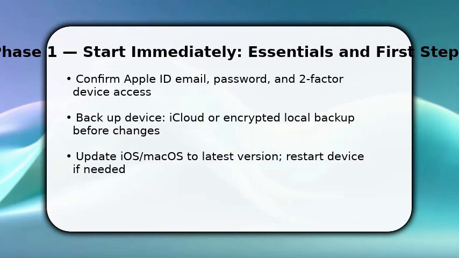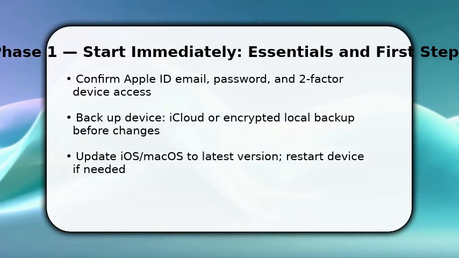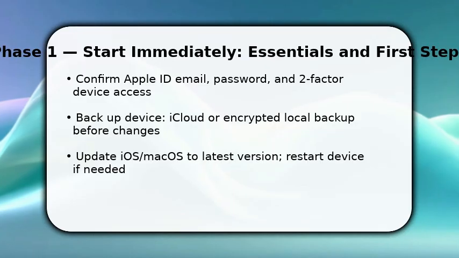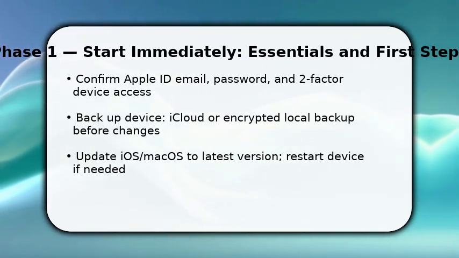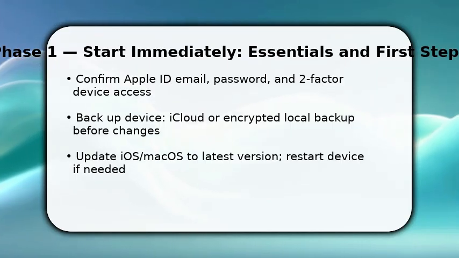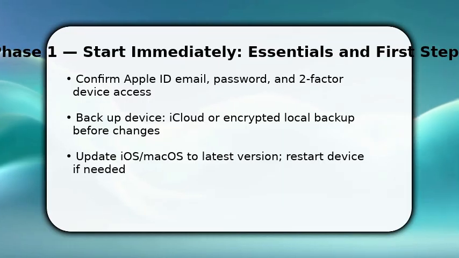Enjoy the video. You'll start by confirming credentials and access. Make sure you can receive the two-factor code on a trusted device or phone number. Next, back up your device. Use iCloud or an encrypted local backup so you can undo unwanted changes. Once done, update iOS or Mac OS to the latest version and restart.